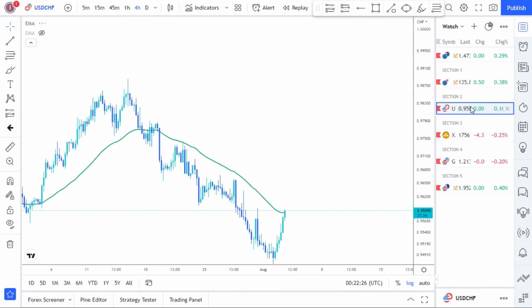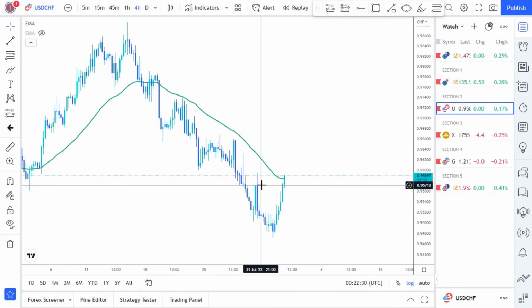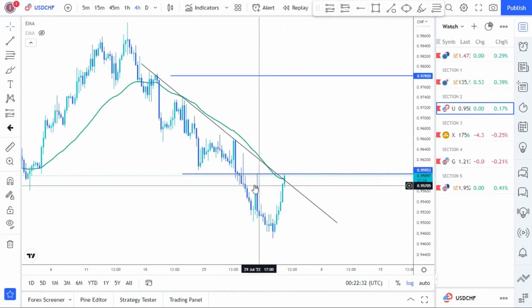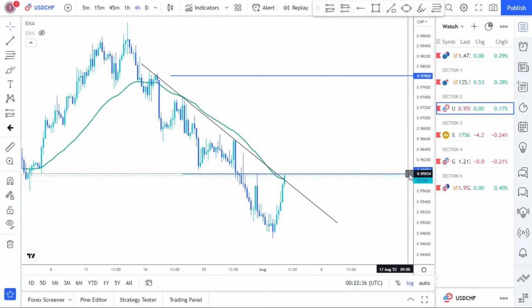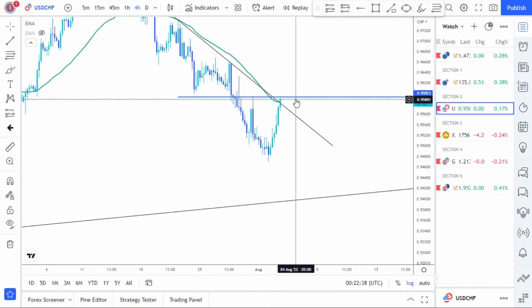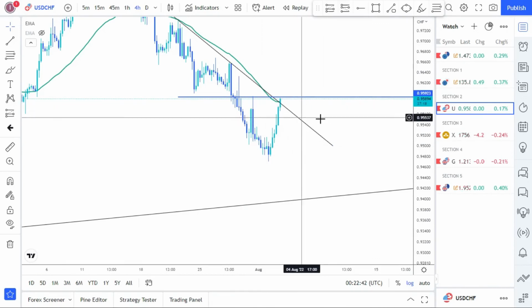Dollar Swiss franc as well. You can see dollar Swiss franc also broke this structure. So we're looking for, no, it still hasn't broken this structure yet. I have my horizontal line here. So we'll see, waiting for what the market is going to do tomorrow, and see what's going to happen here.